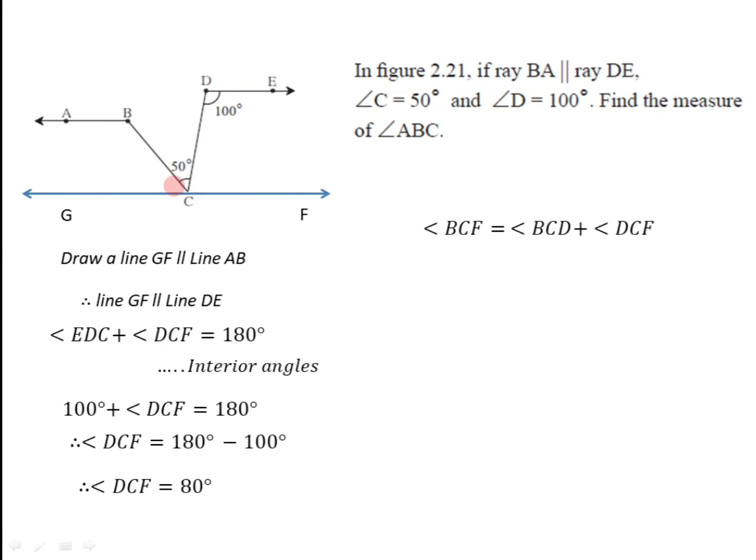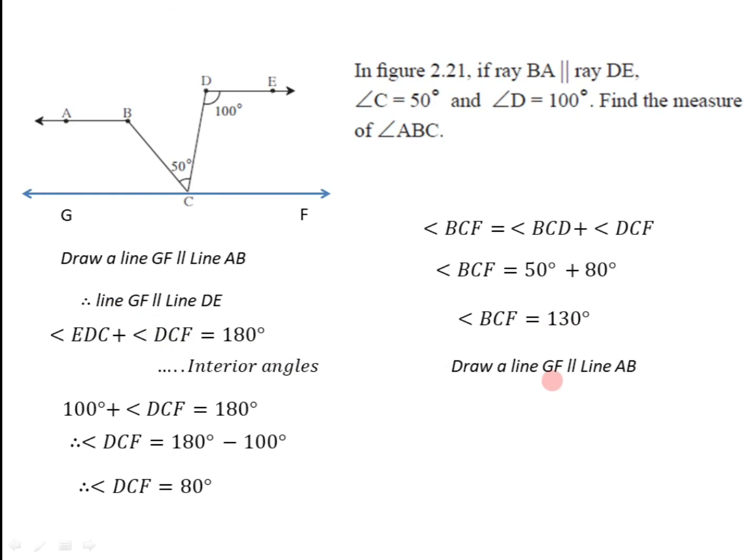Now we have to find the measure of angle BCF. Angle BCF is nothing but the sum of two smaller angles, that is angle BCD and angle DCF. So if we add these two angles, we get the measure of angle BCF. So angle BCF is equal to angle BCD, which is 50 degrees, plus angle DCF, which is 80 degrees. We have found angle DCF is 80 degrees, that's why we have replaced it. To add these two, we get angle BCF is equal to 130 degrees.